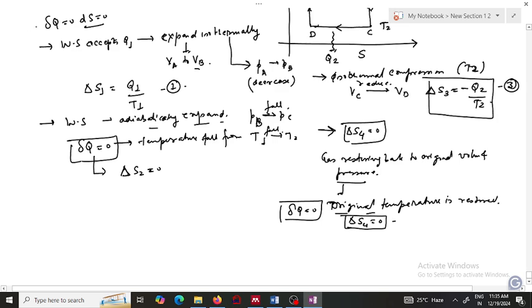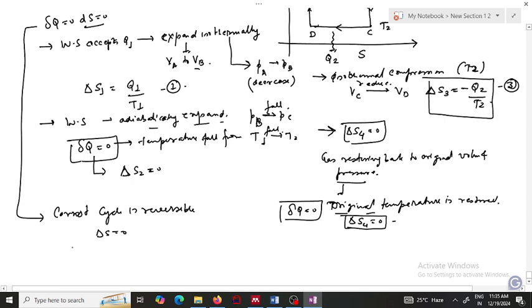Since we are talking of an ideal Carnot cycle, the Carnot cycle is reversible. It implies what? For a reversible process, the delta S should be equal to 0. And what is delta S? Delta S is comprised of delta S1, delta S2, plus delta S3, and plus delta S4. It all should be equal to 0. It implies that Q1 by T1 should be equal to Q2 by T2, and it simply gives you that Q2 by Q1 is equal to T2 by T1.